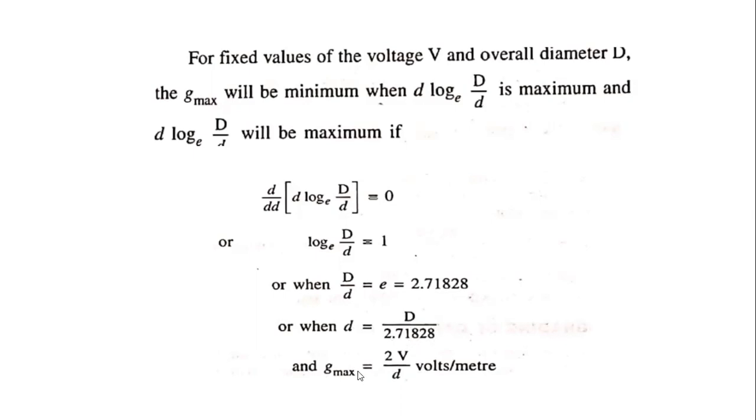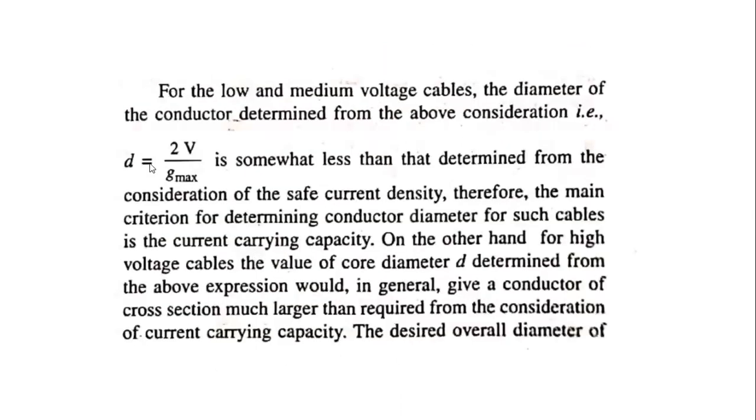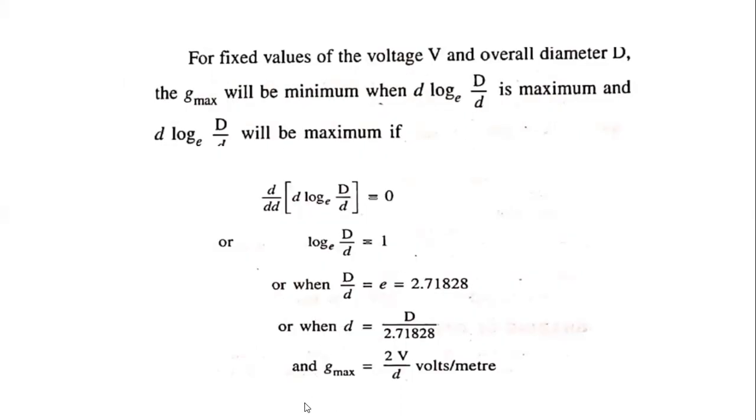Then Gmax. What is the Gmax formula? Gmax is equal to 2V by d volts, where d is equal to 2V by Gmax. This is somewhat less determined for the consideration of the safe current density. Therefore, for the maximum electrostatic stress, the most economical conductor diameter is small d.